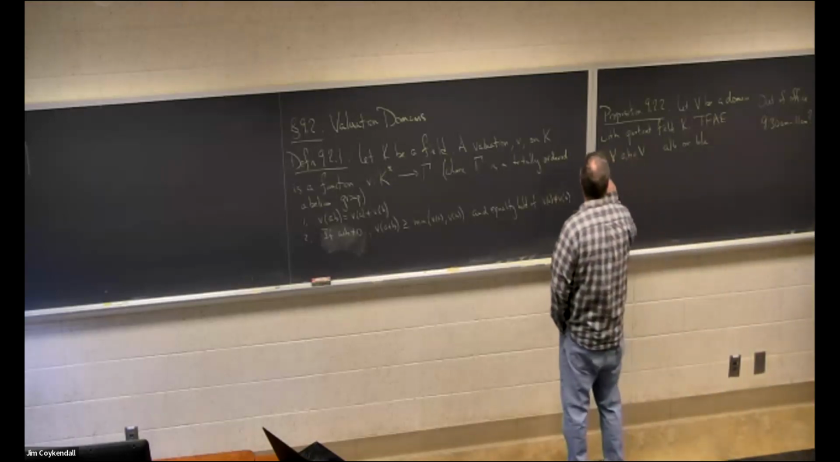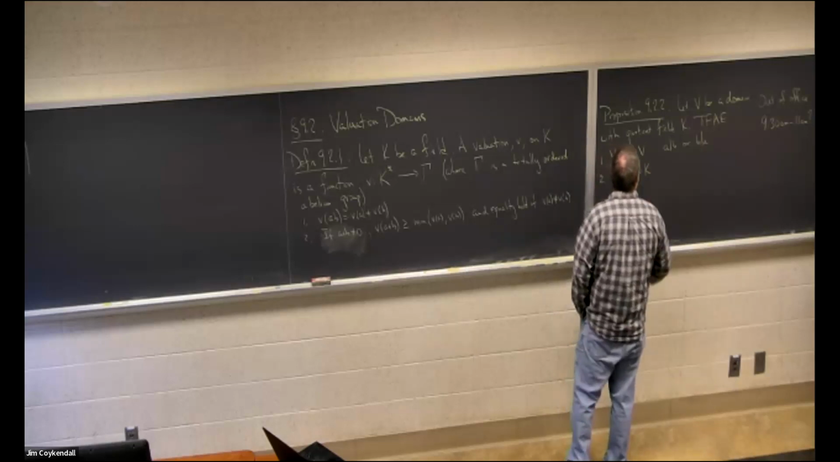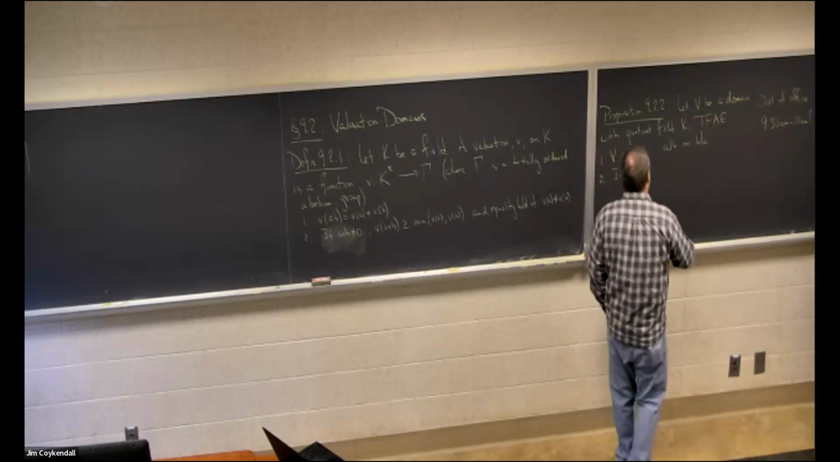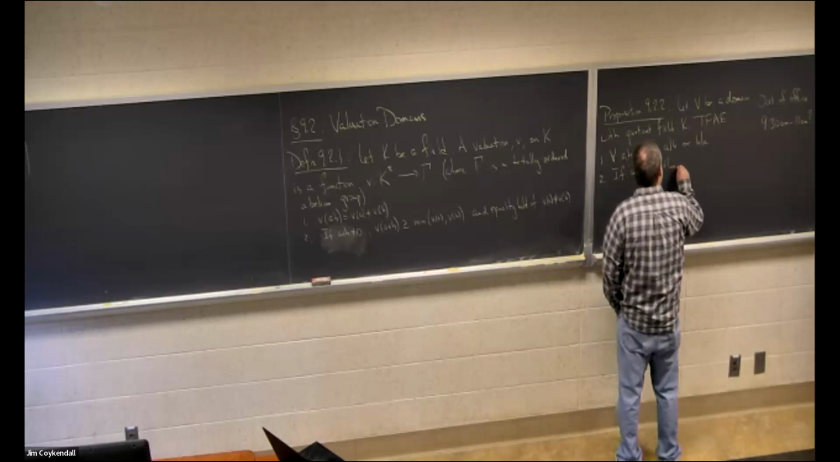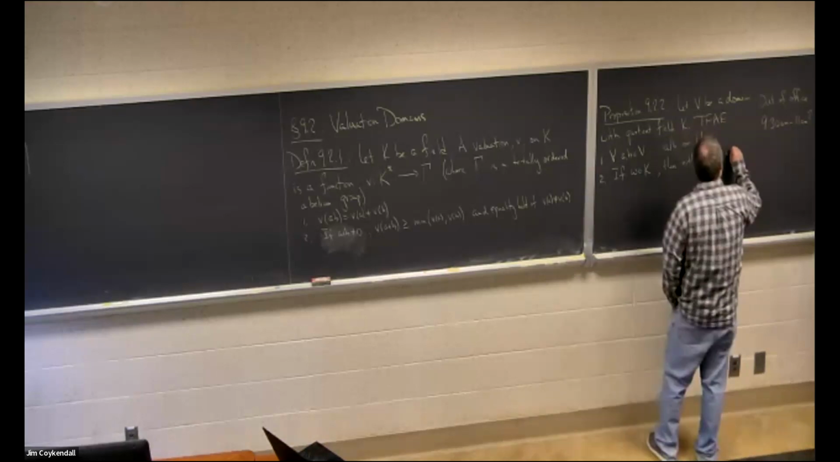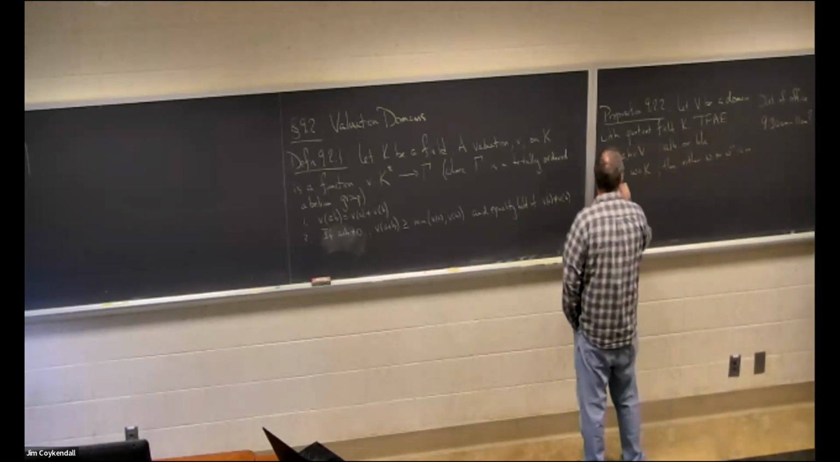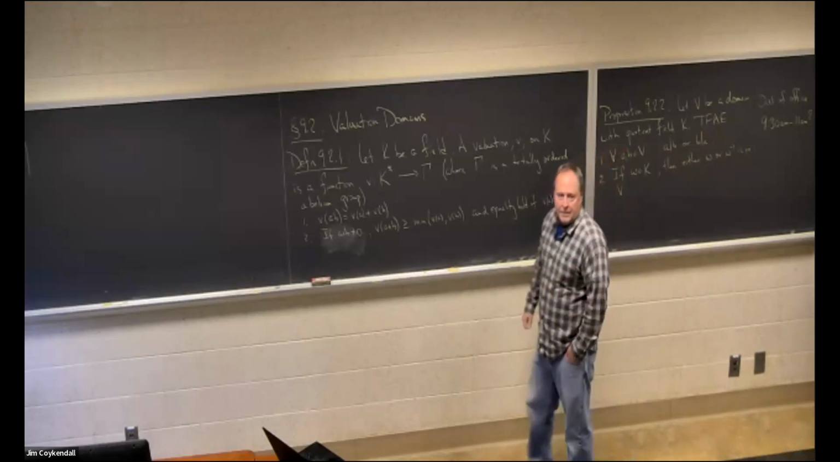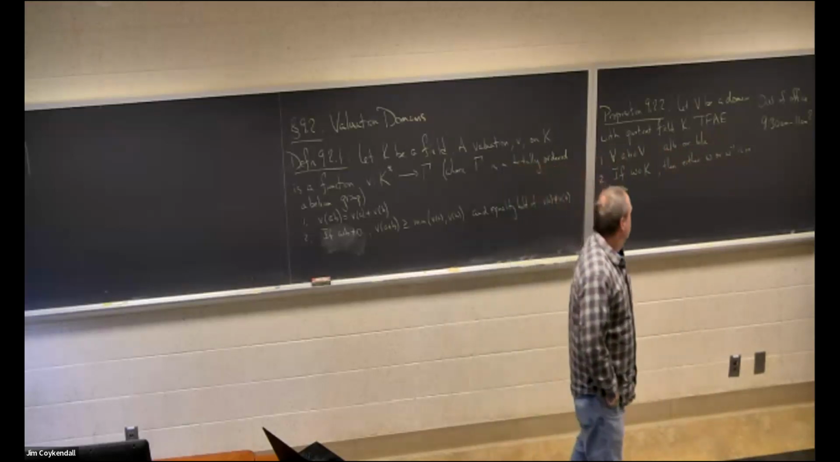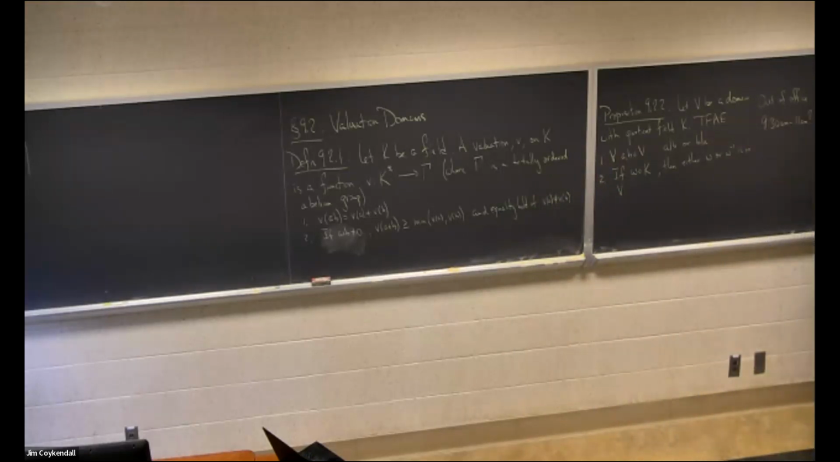Two, if omega is in K, which is the quotient field, then either omega or omega inverse is in V. That is, take an element of the quotient field, any element you like. It's either already in V, or its reciprocal is in V.